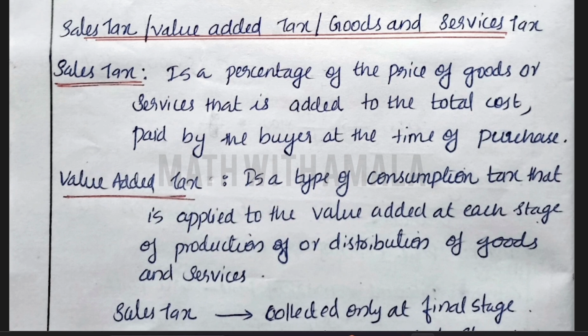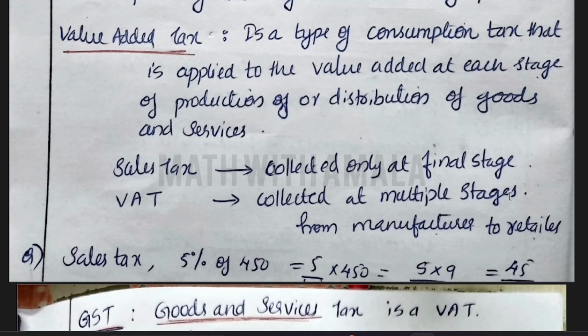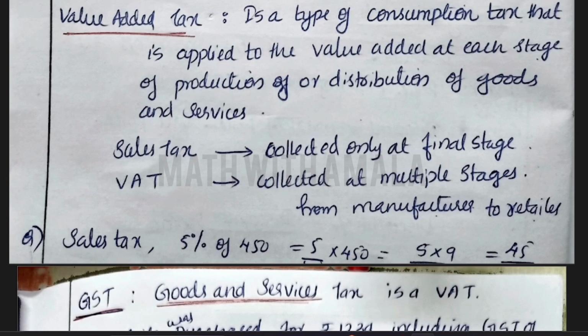Next one, sales tax or value tax or goods and service tax. Sales tax is a percentage of the price of goods or services that is added to the total cost paid by the buyer at the time of purchase. When we buy something, it is actually added on the product. Value added tax means the type of consumption tax that is applied to the value added at each stage of production or distribution of goods and services. So it is added at each stage, not at a particular stage. It is added on each stage and there will be some more taxes added in it.